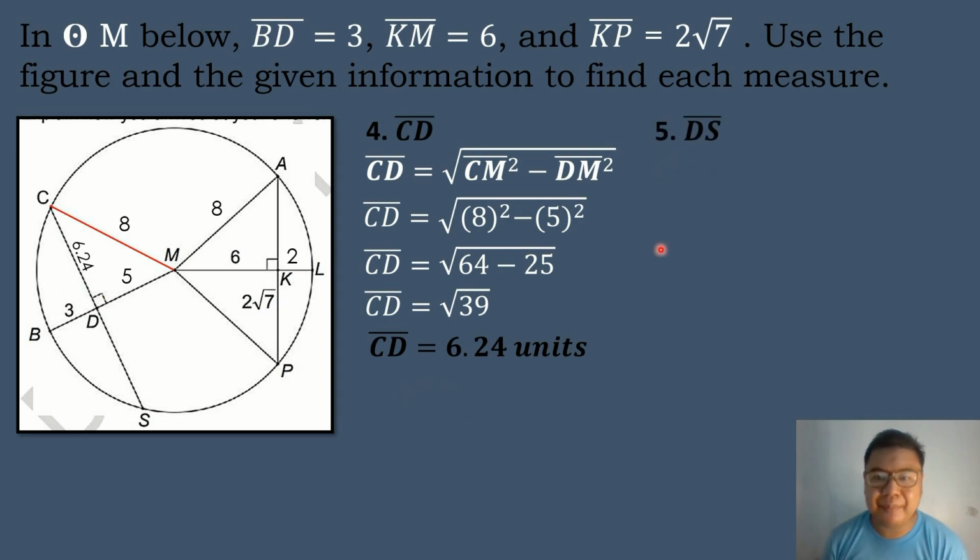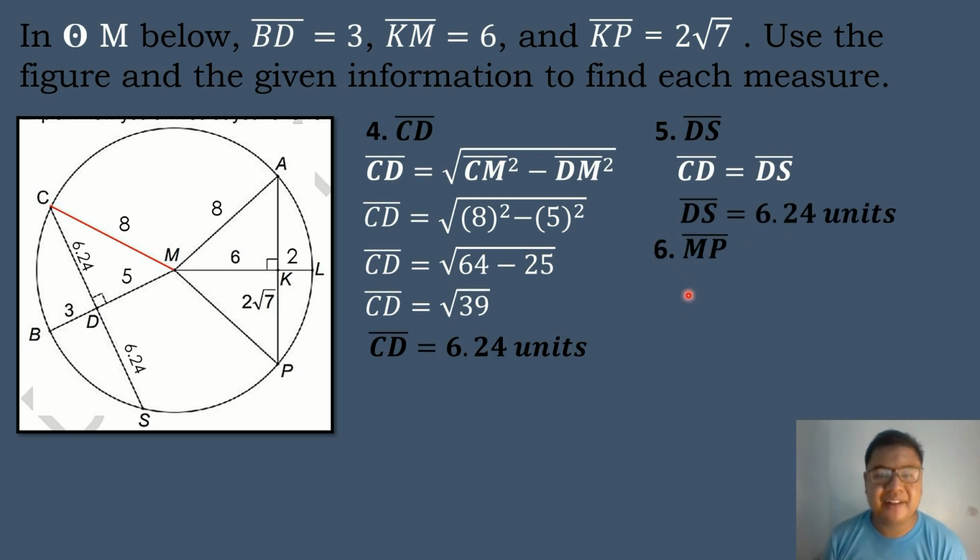And then let's have number 5. We will find the measure of segment DS. We all know that these two segments, CD and DS, are congruent because segment BM is perpendicular to segment CS, and it is a perpendicular bisector which divides the segment into two congruent parts. So whatever the measure of segment CD is will be the measure of segment DS. So the measure of segment DS is equal to 6.24 units.